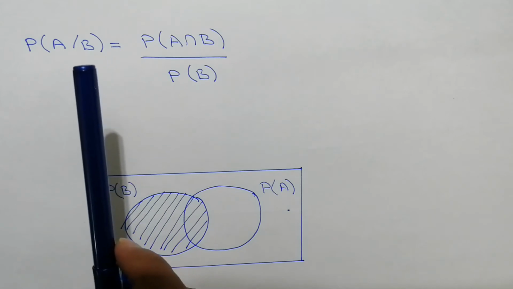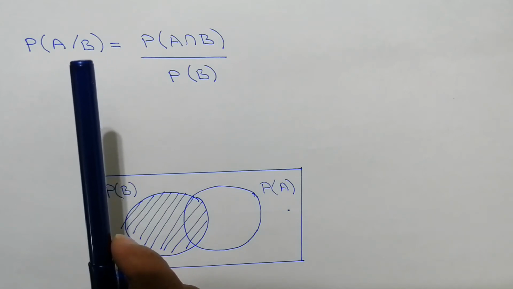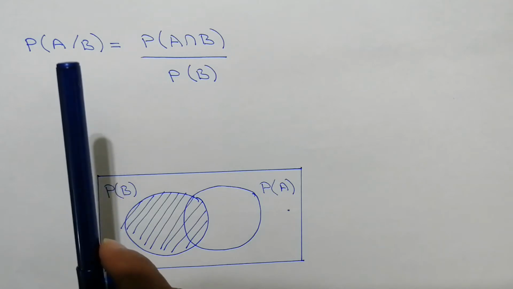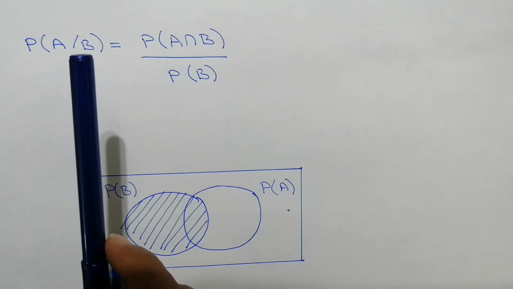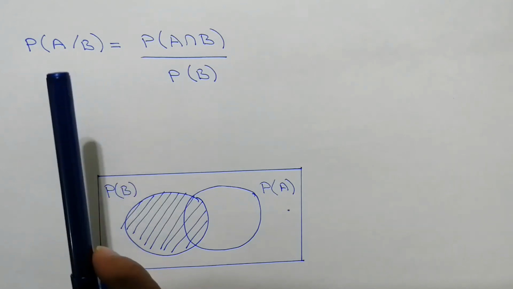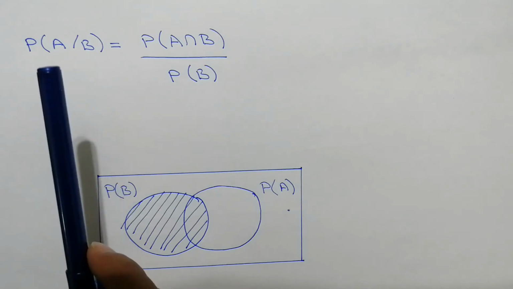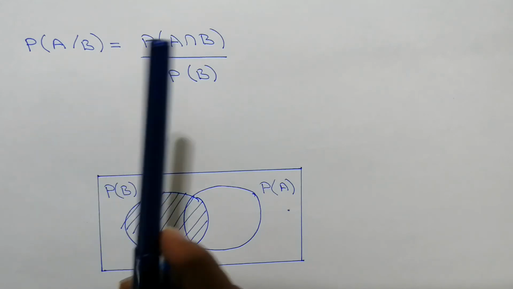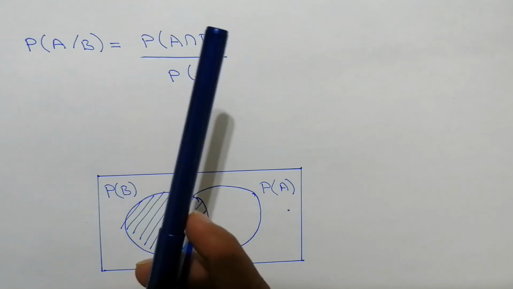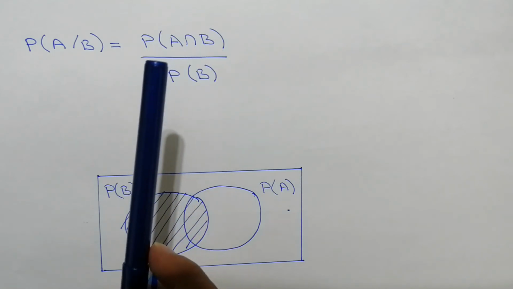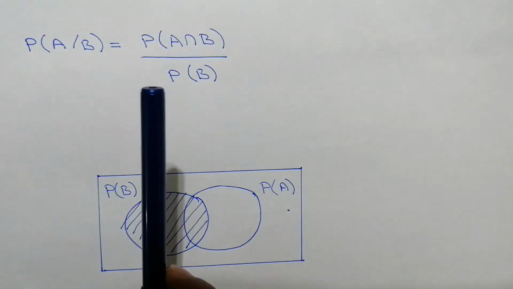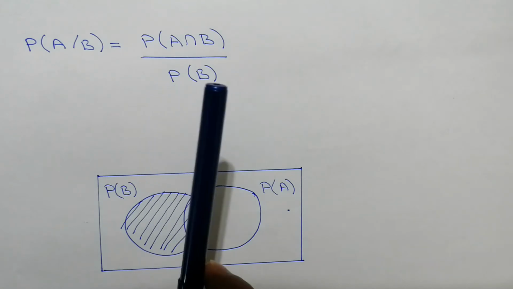Now let's suppose we are interested in all the events that occur in B, and amongst all those events that occur in B, there are some events that occur in both A and B. So it is the ratio of the intersection of both events divided by all the events that occur in B.